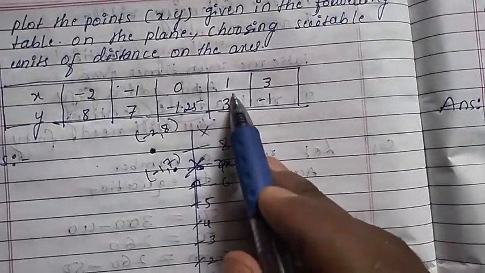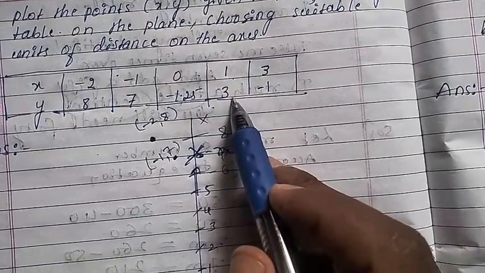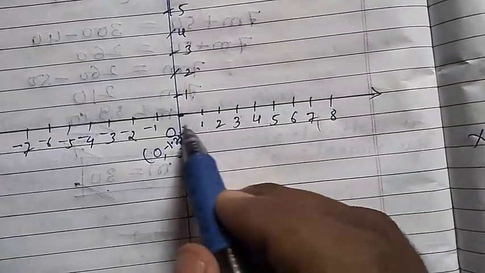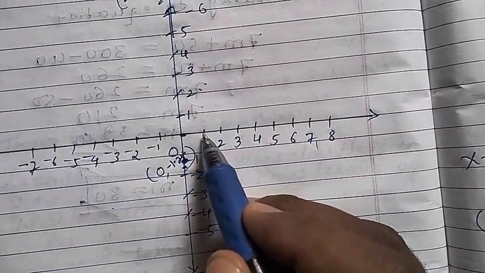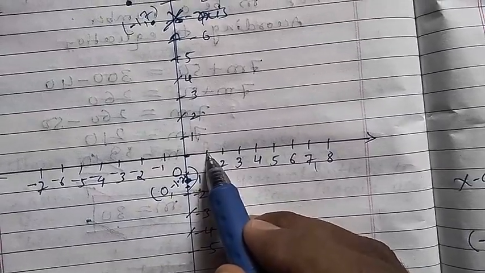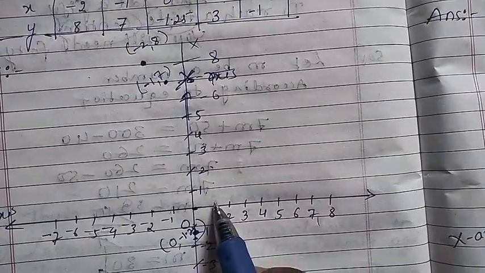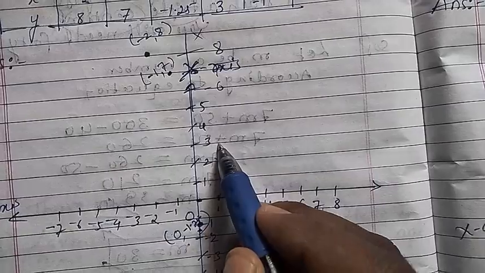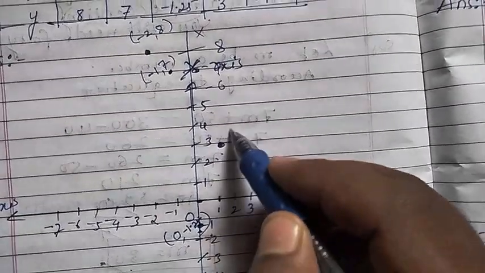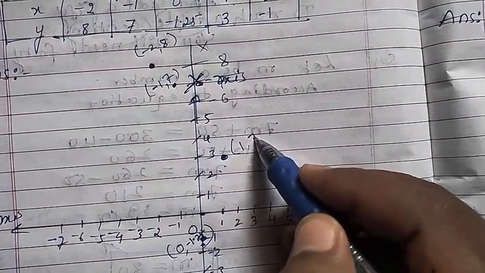Similarly, x is 1, y is 3. X is 1, y is 3. Now see that on the x-axis plus 1 is there. X is 1, y is how much? 3. X is 1, y is 3. Up, positive. So this is x is 1, y is 3.